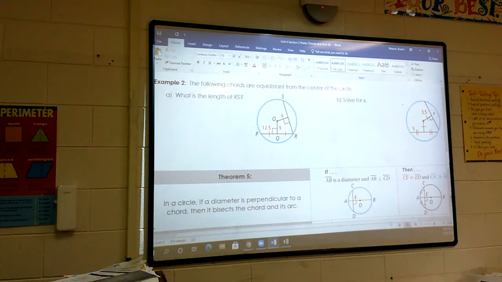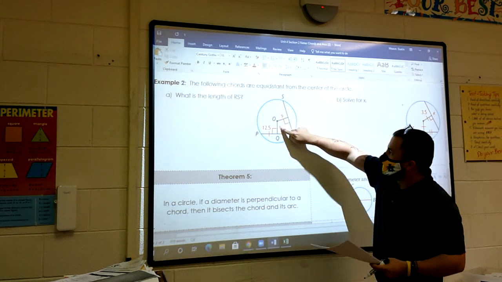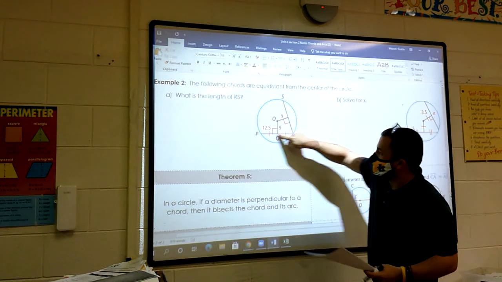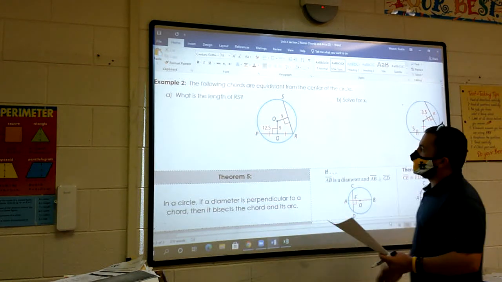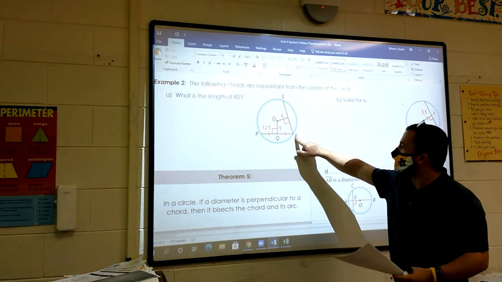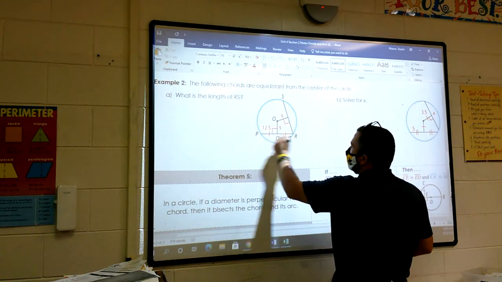Look at the numbers, but it says the following chords are equidistant from the center of the circle. So you can basically see that the center of the circle is at O, right? And they're telling us that this line is 9 and this is 9. So that means that this chord and this chord have to be equal. It also means that this splits this chord in half. So P to Q is 12.5. So what is Q to R? 12.5. So then we can find all the way from P across to R.